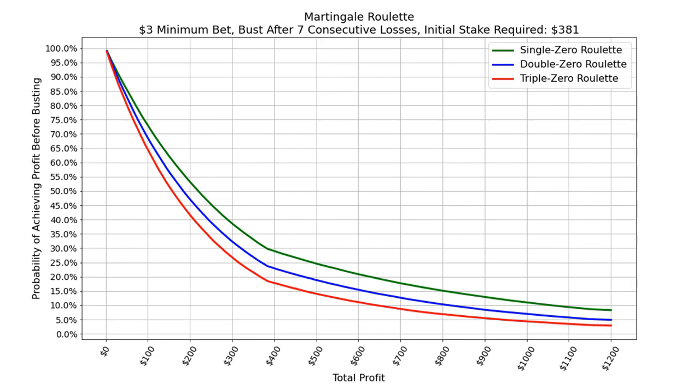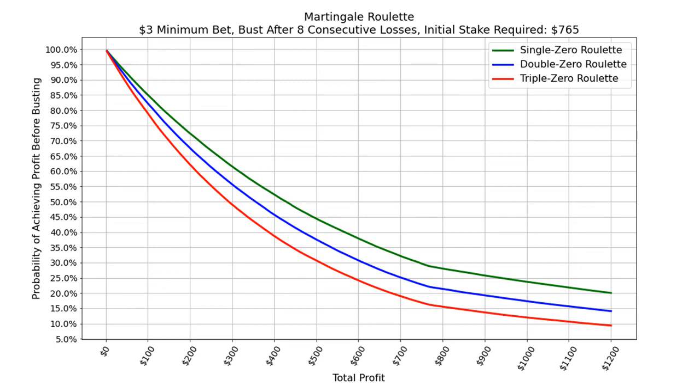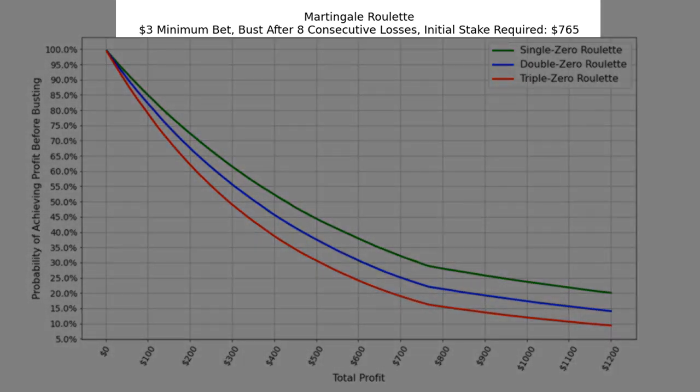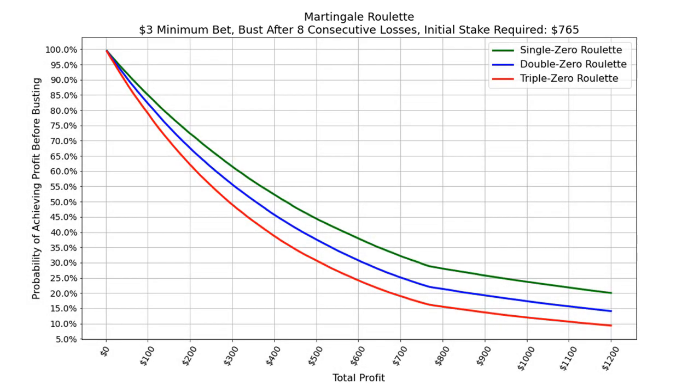Now let's take a look at an 8-loss scenario. This chart shows a Martingale Roulette scenario involving a $3 minimum bet and an initial stake of $765, which allows the player to place 8 consecutive losing bets before busting. The great thing about these charts is that they can help a player make intelligent decisions about different levels of profit and the amount of risk associated with achieving each of those levels.